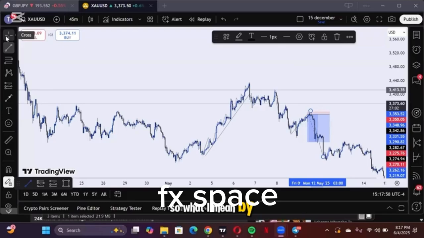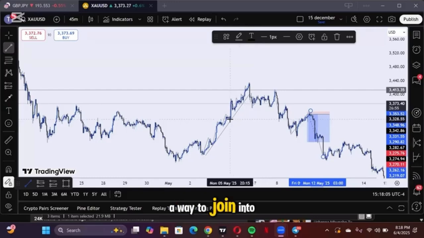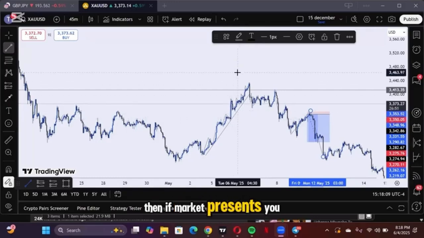So what I mean by continuation is, if market is on an uptrend, what you're going to be looking for, if it's for continuations, is a way to join into the buy of the uptrend. Then if market presents you an opportunity for a reversal, that is the reversal part of it. So it's only two things that you are looking for when it comes to market structure. Are you looking for a way to join into the continuation of the trend, or are you looking for a way to join into the reversal of the trend?